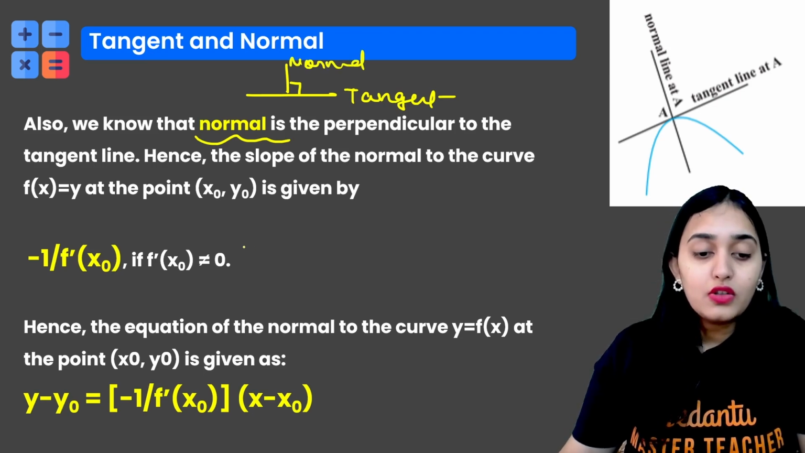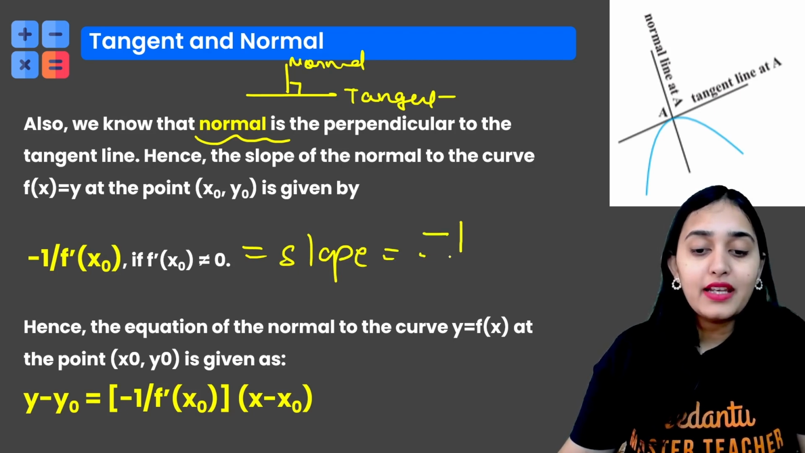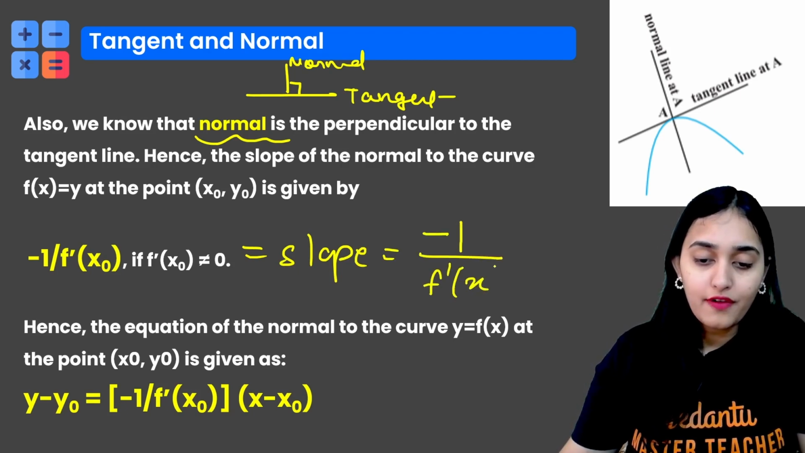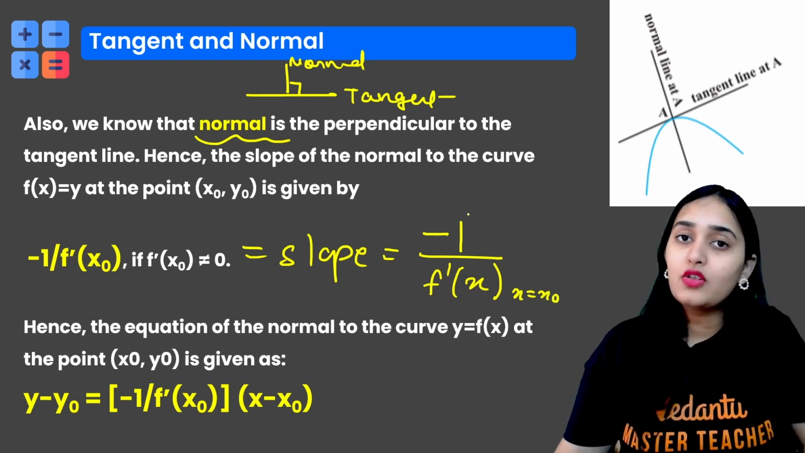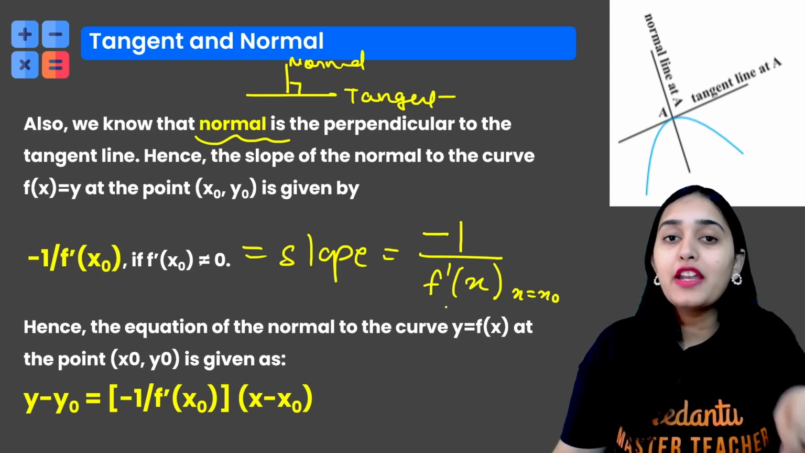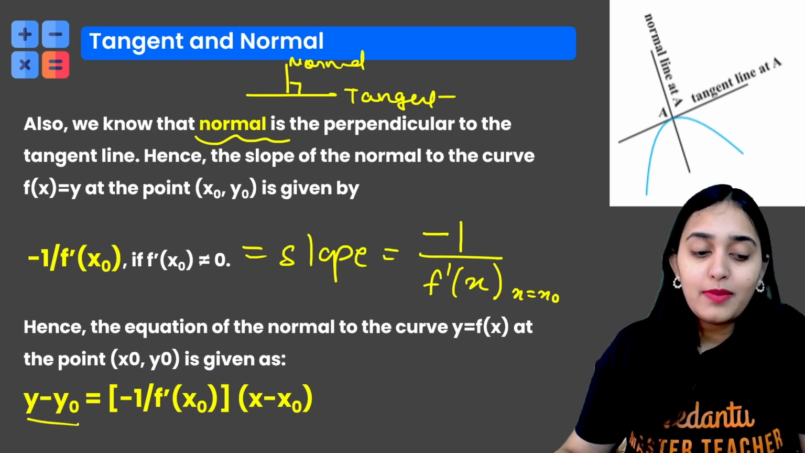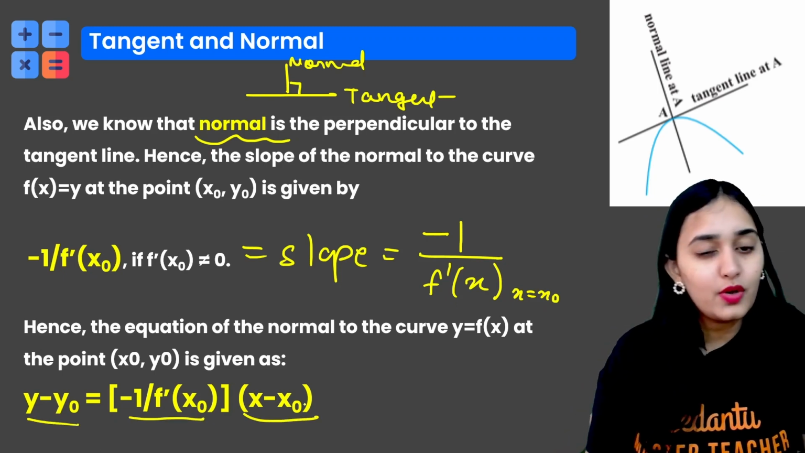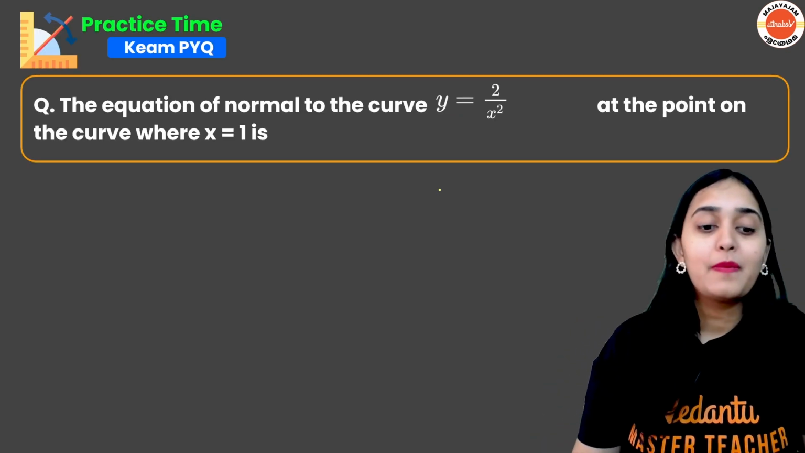So, slope of normal will be minus 1 upon f dash of x at x is equal to x naught. So, f dash of x is slope of tangent, minus 1 upon f dash of x is slope of normal. So, the equation of normal will be y minus y naught equals slope into x minus x naught. Okay, let's do some questions asked in the previous year question paper.